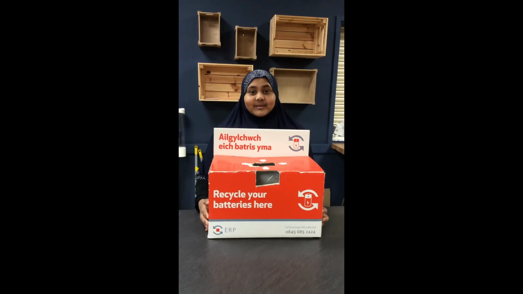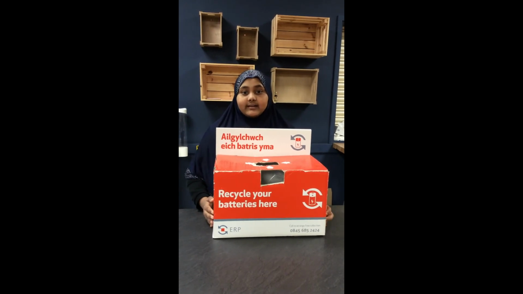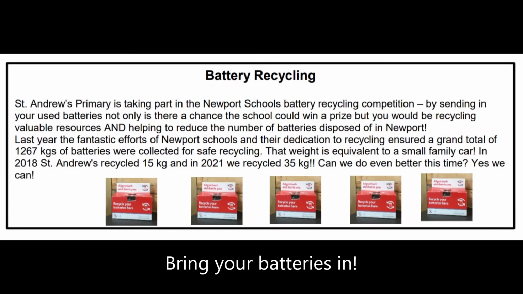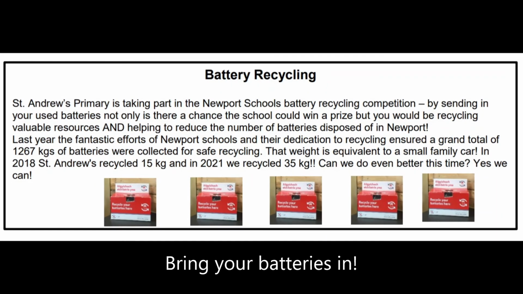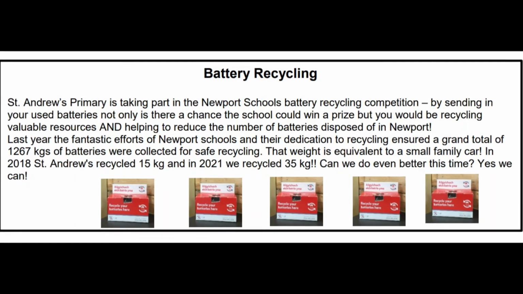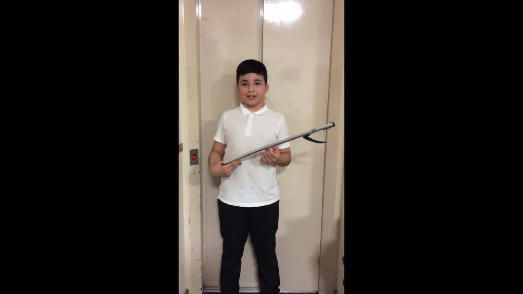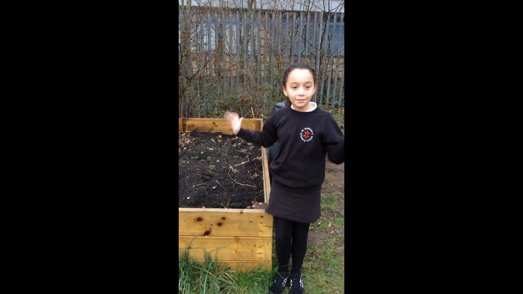Do an Eco Council assembly? Not a bad idea. These are some of the things that are coming up. A Rags to Riches clothes collection on the 29th of March. A battery recycling competition. The details were in Monday's newsletter. Litter picks. We can compare the results to last year. Plant fruit and vegetables.